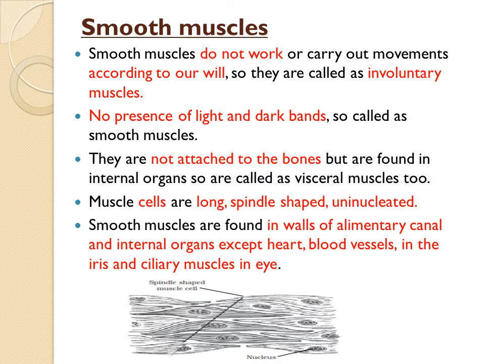Each cell is long, narrow, spindle shaped with pointed ends and has only one nucleus. These muscle fibers are shorter than striated muscle fibers. This type of muscular tissue occurs in walls of alimentary canal, walls of blood vessels. They are also present in iris, and ciliary muscles in eyes also are of this type.